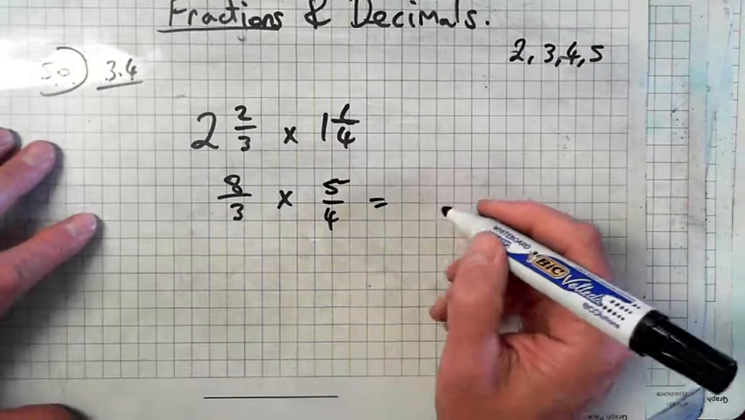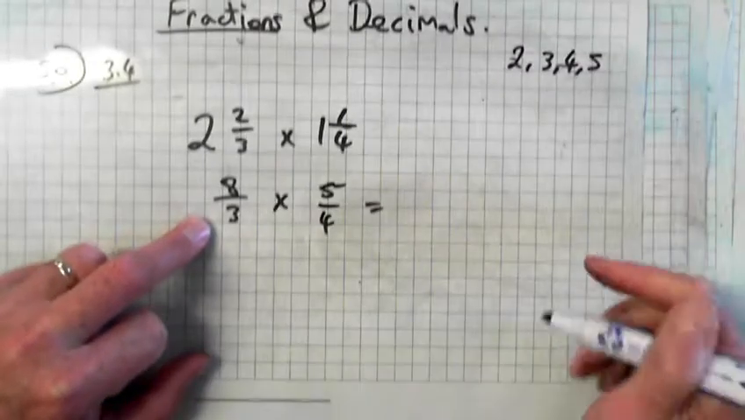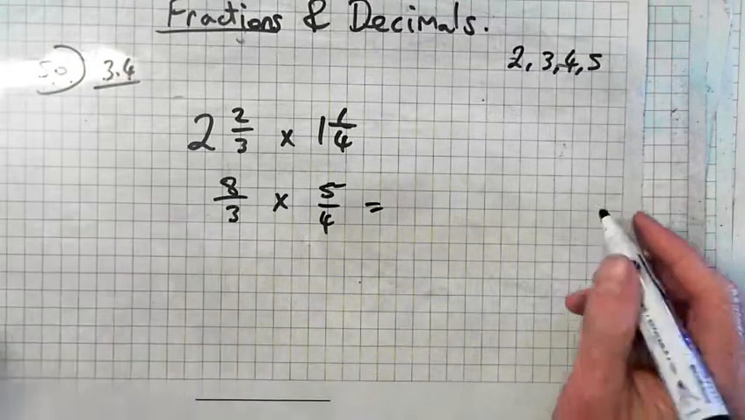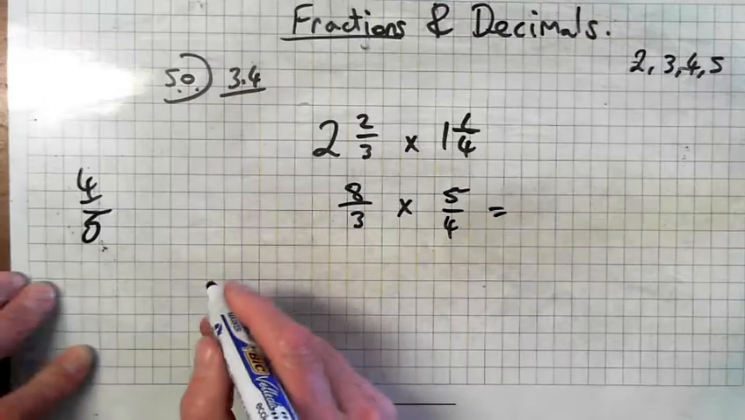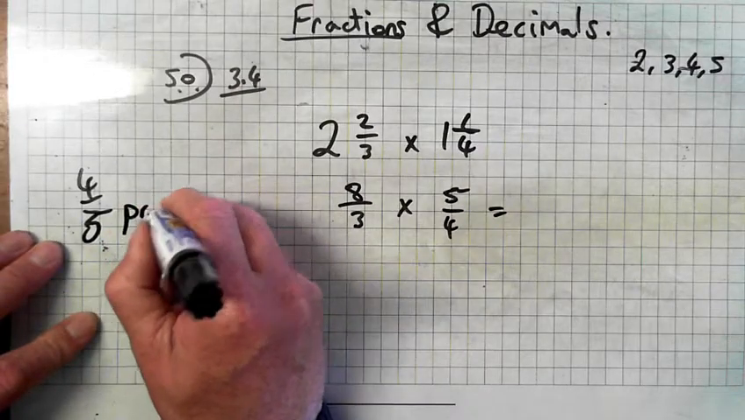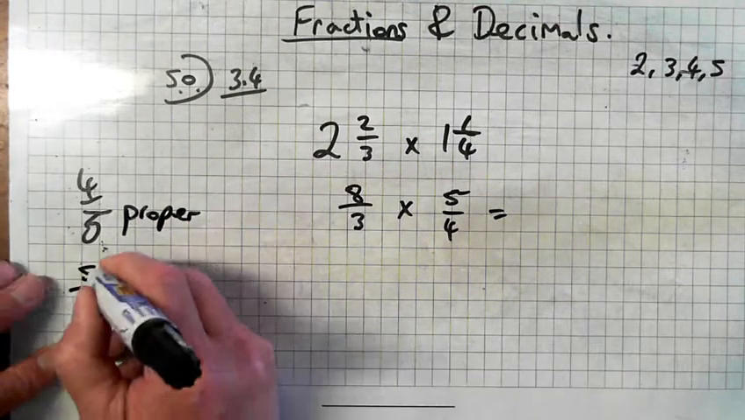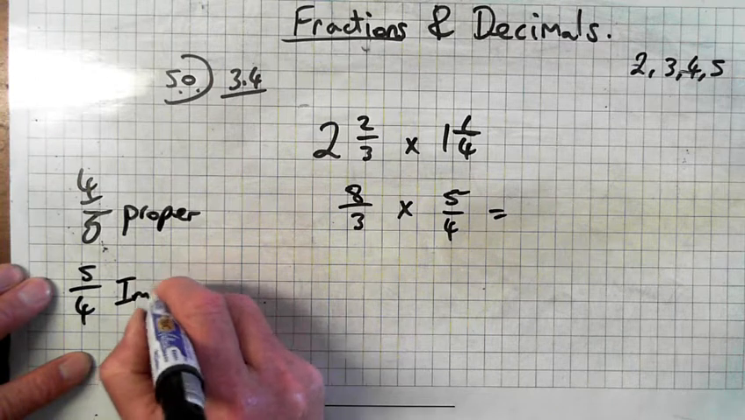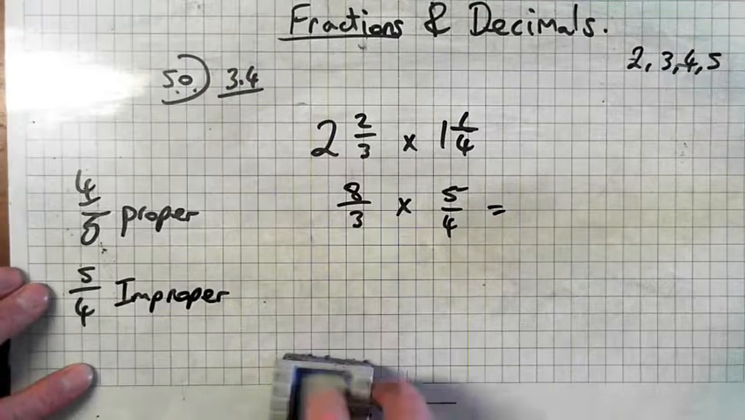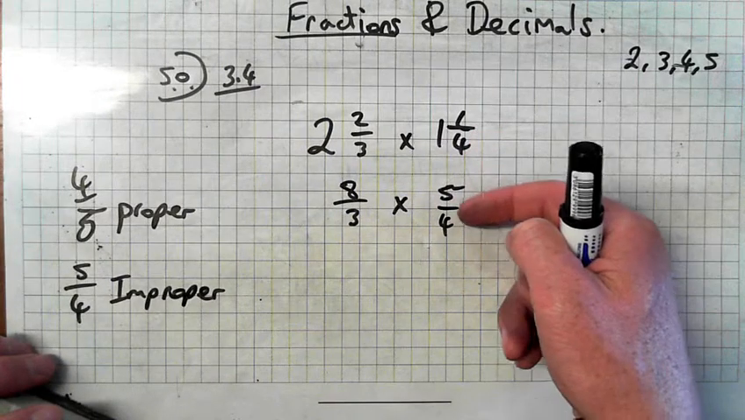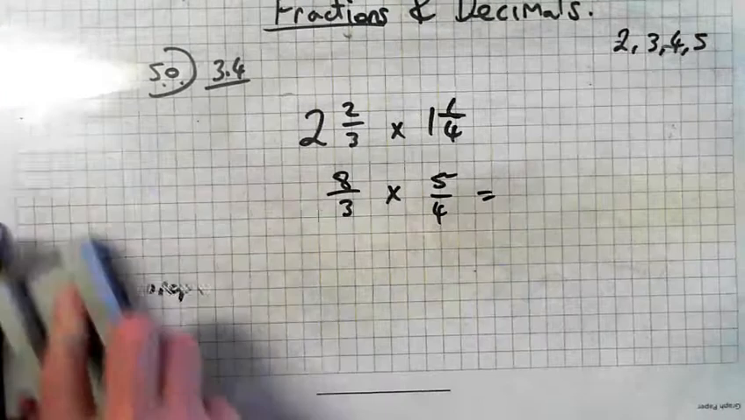Now look up. Okay, so what type of fraction is 8/3? Looking up. Right. 4/5, the small number on top. They're called proper. But what happens if the top number is bigger? Improper. That's what it's called. Okay, so we went from a mixed number to an improper fraction. The top number is bigger than the bottom number.